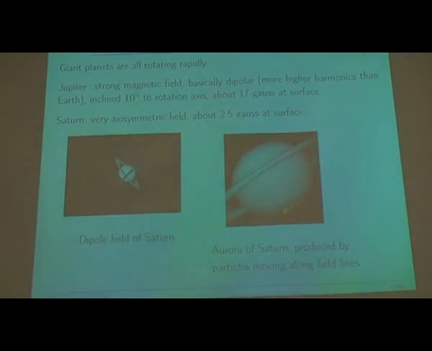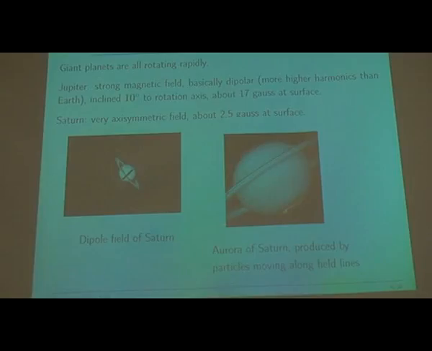Okay, so we're continuing our voyage outwards. The giant planets are all rapid rotators, and Jupiter has a strong magnetic field. It's got the strongest magnetic field of all the planets. It's basically quite similar to the Earth's magnetic field, except it's got a more harmonic structure. There are more harmonics in Jupiter's field than there are in the Earth's field. And we'll see that there are obvious reasons why that's to be expected.